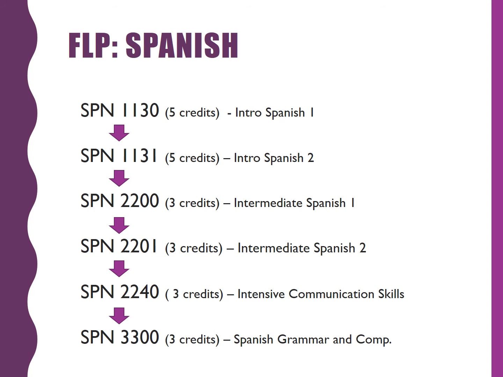Because what the Spanish Department has found is that students will go through SPN 2200 and 2201 and be very strong maybe in the reading and writing, but the oral skills are really where some students struggle. 2240 helps build in an additional conversation component so that you're really hitting home that importance and focusing on that and that alone before moving into that advanced level class, which is SPN 3300.